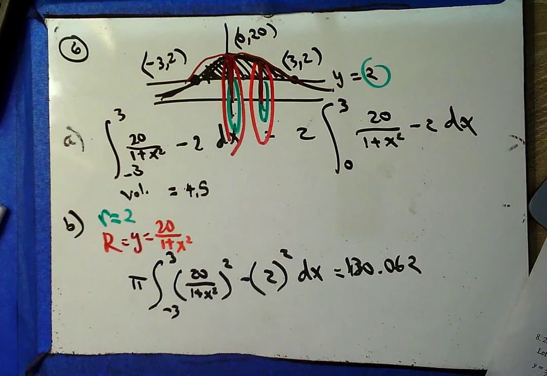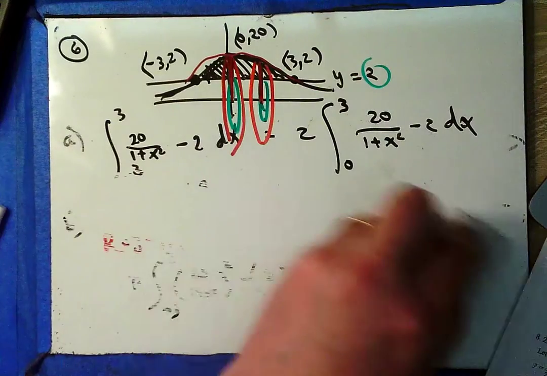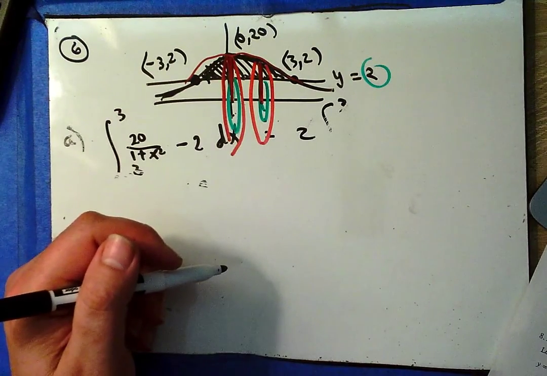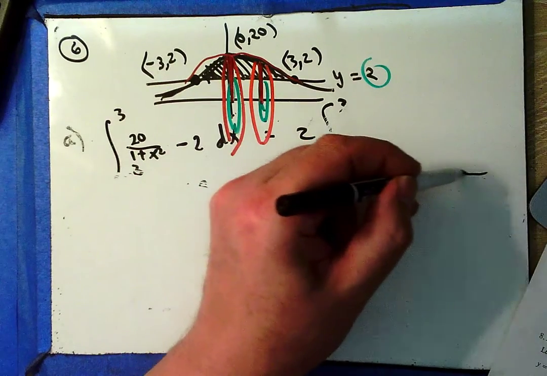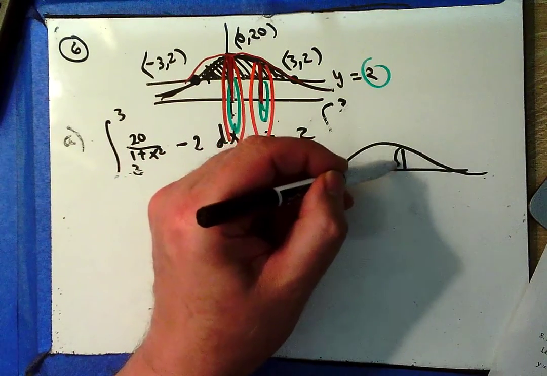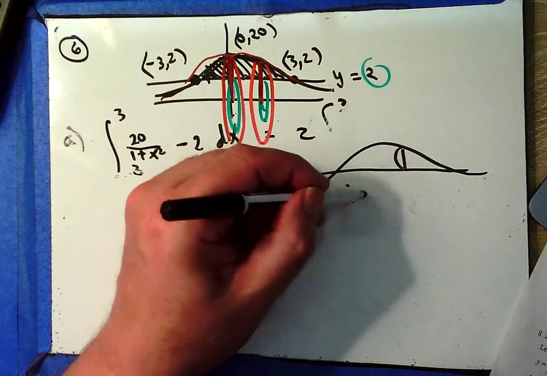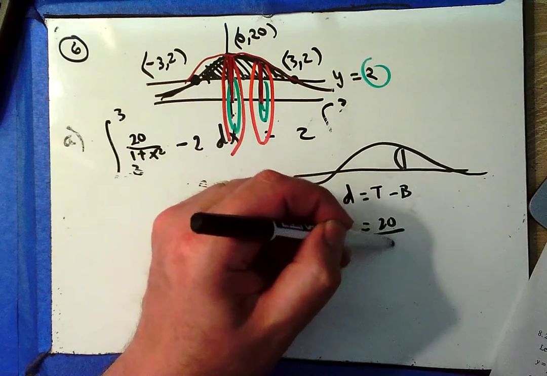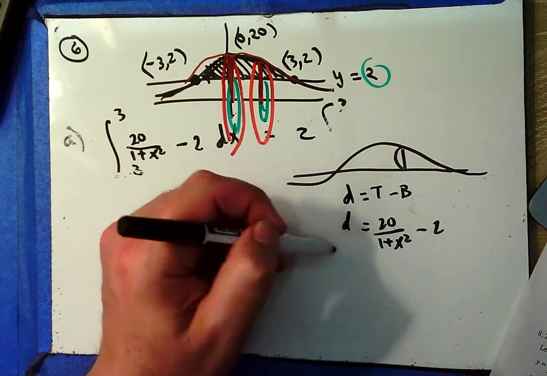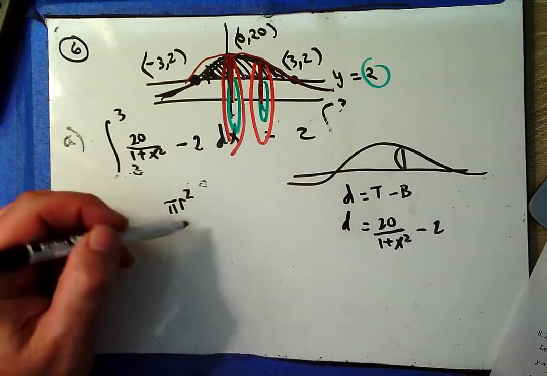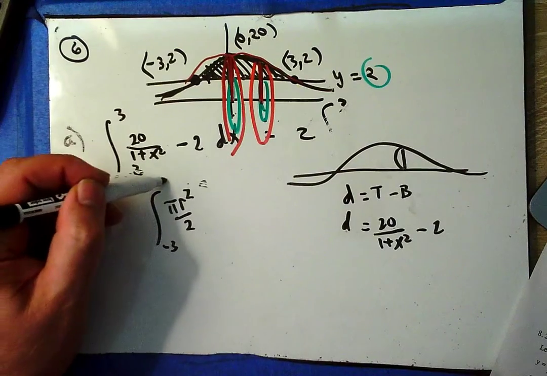What about part C? Part C says R is the region for a solid. Cross-sections perpendicular to the x-axis are semicircles. Okay, so now we've got a bunch of semicircles. So I've got this region and I'm bounding it at 2 and I'm making a semicircle here. Well, I see that the diameter of that semicircle is top minus bottom. So the diameter is 20 over 1 plus x squared minus 2. But I need radius in order to find pi r squared, the area of a circle. Oh, we've got semicircles, so we only want half of that, from -3 to 3.